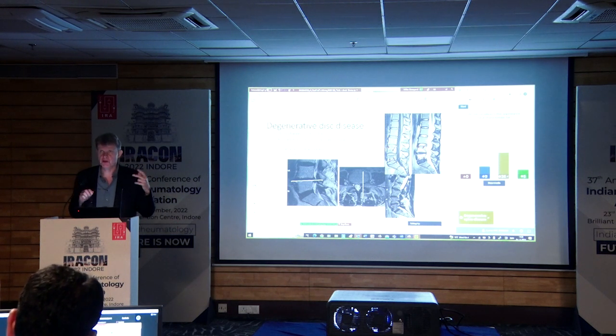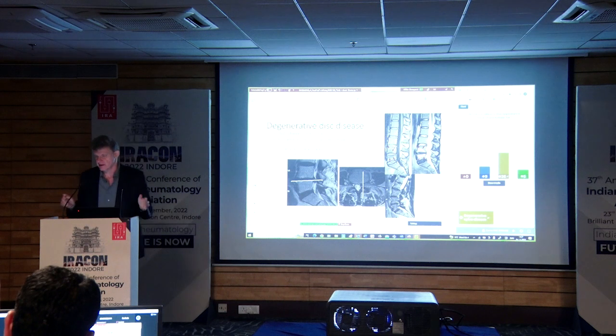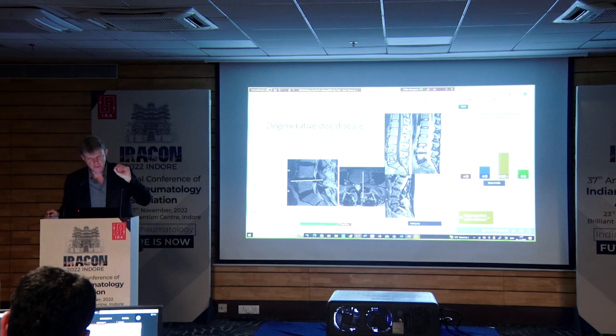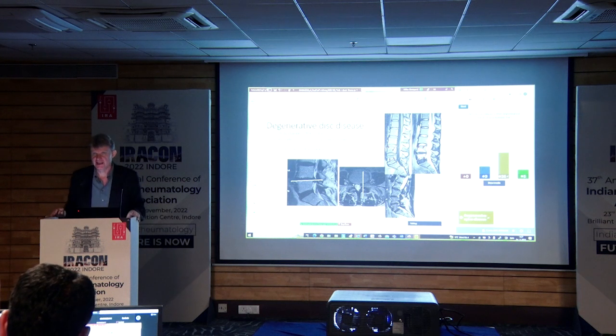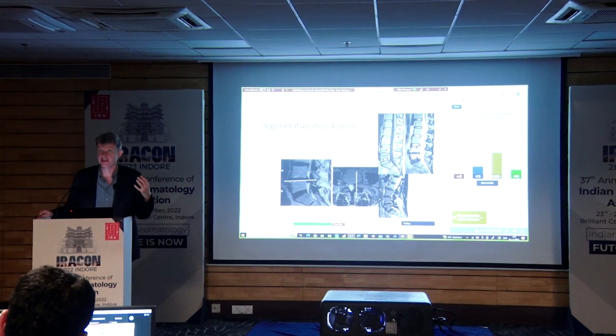Modic type 2 is what we saw before when you have fat in the same area, along the disc. So water is type 1, fat is type 2, but then what is the difference from what we see in axial SPA? And I also mentioned that you can actually have changes that look exactly the same in axial SPA.